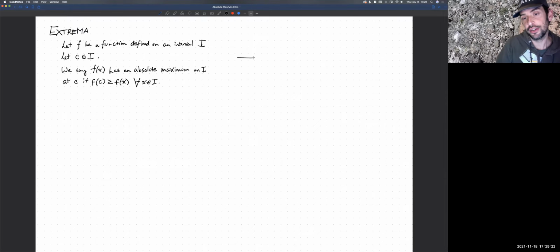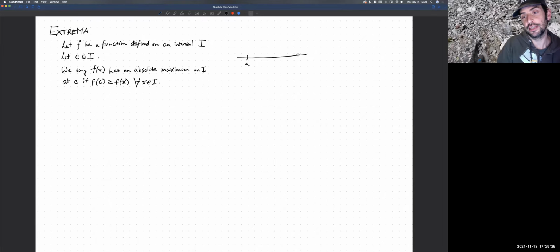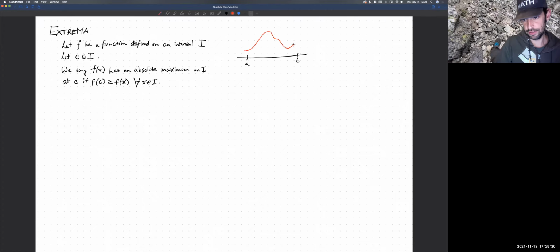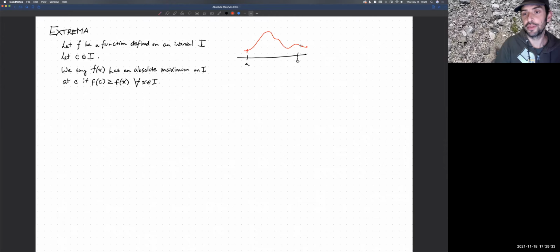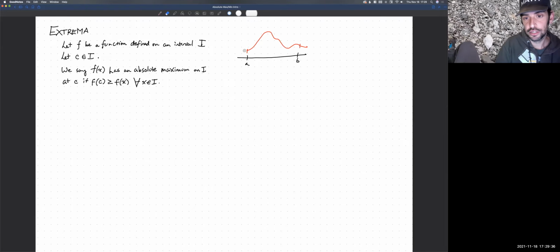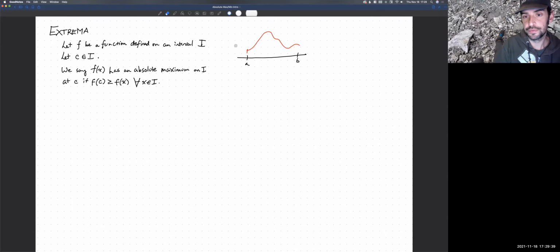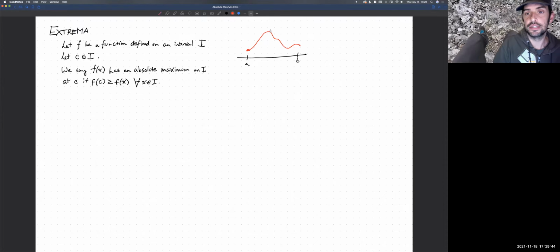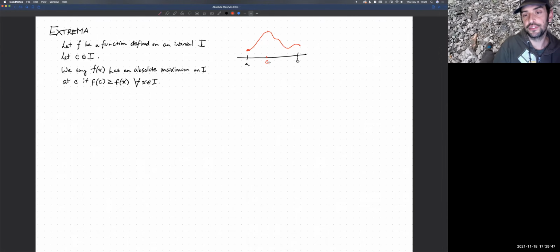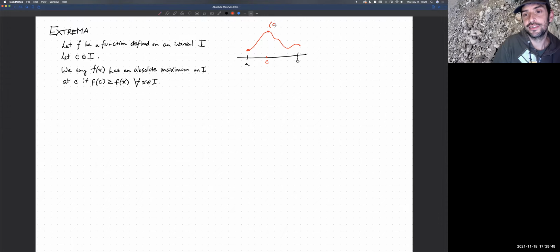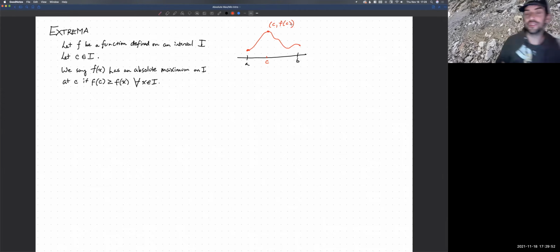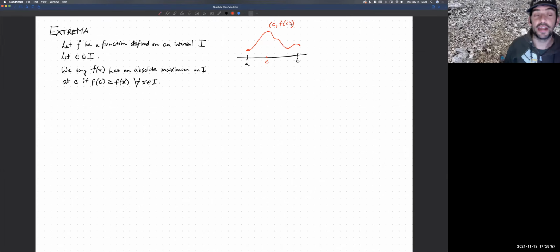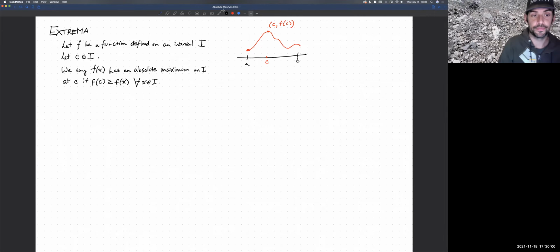So if I have, here's my interval, let's call it A, B. Maybe the function f looks like this. So if we're just talking about this little portion of the function, or maybe that's all it's defined at, then this value here, if this is the number C, this is the point C, f of C. Notice that the output there is greater than all the other outputs on that interval. That's what this statement is saying.